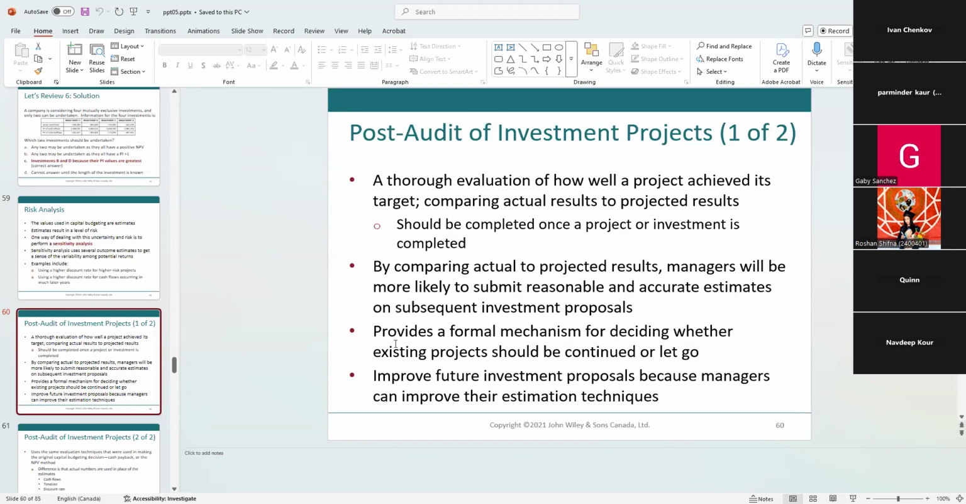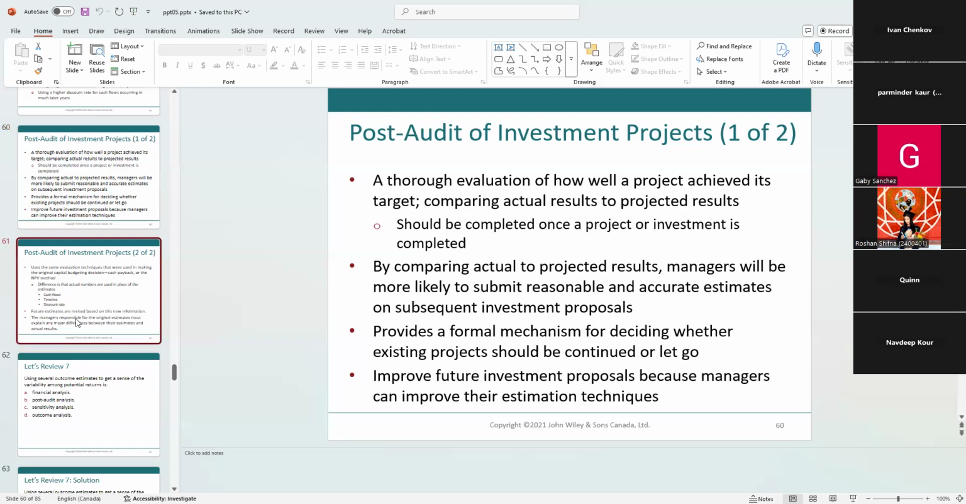And that will provide us with a tool to decide which project to continue and which one not to continue. And obviously, it's going to show us how good we are on the investment, on the projection, and we're going to improve the future investment proposals.